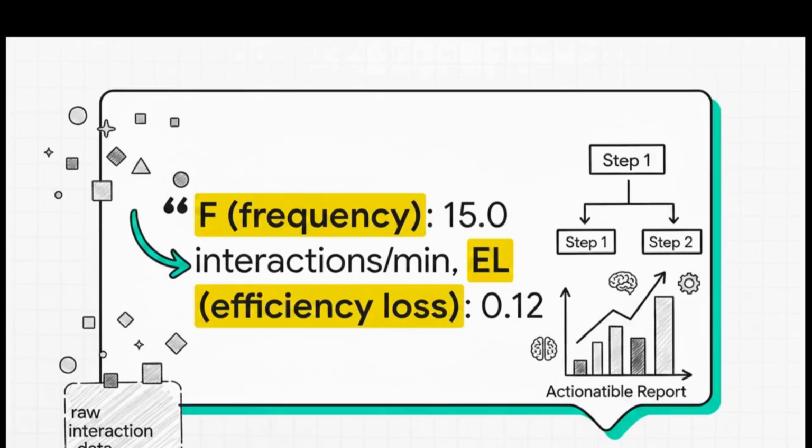And this is what pops out, a clean, easy-to-read Markdown report. It gives you a quick summary of the session and then dives right into the core metrics. You can see things like interaction frequency, how long actions took on average, and even a metric for efficiency loss. You go from raw interaction data to an actual actionable report in basically 2 steps.